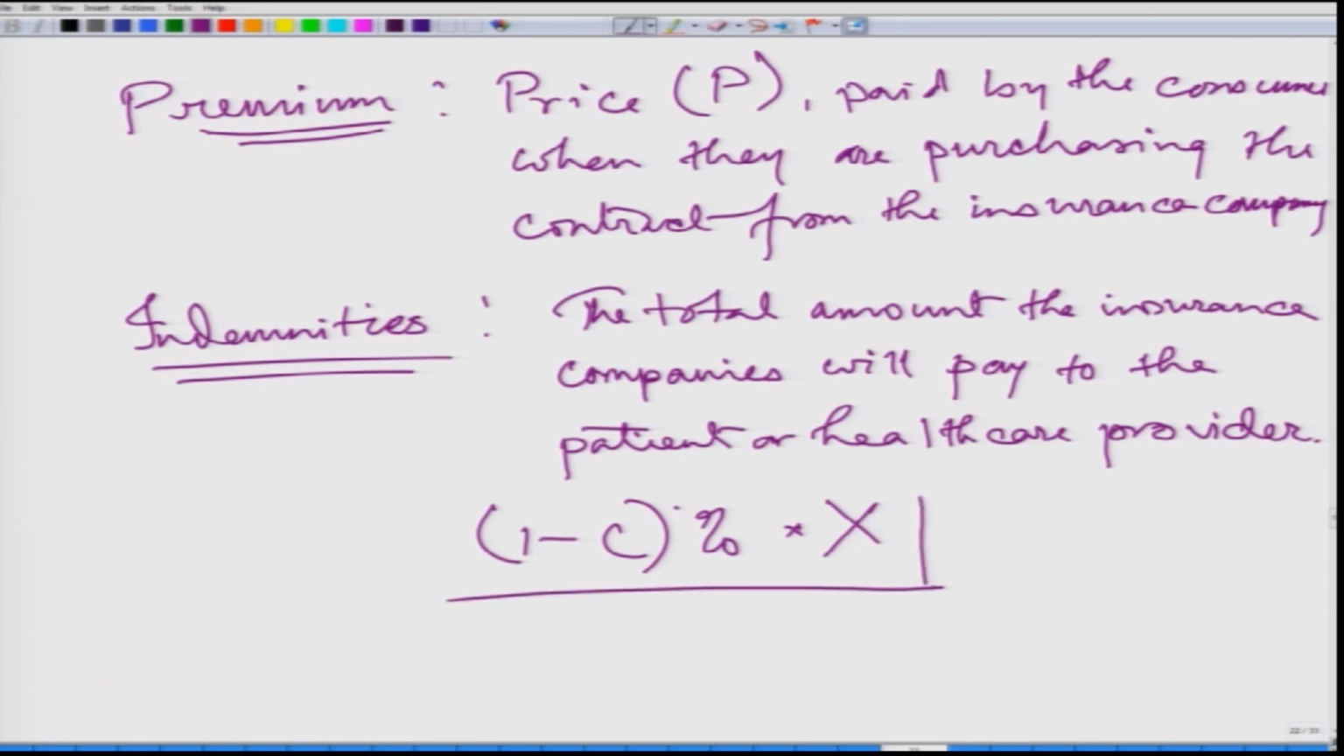Yes, and it is 1 minus C% of the total expenditure X. That is the total medical expenditure, right? So this is the 80% of the total medical expenditure that the insurance companies have to pay. That is the indemnity. How do they estimate the revenue?